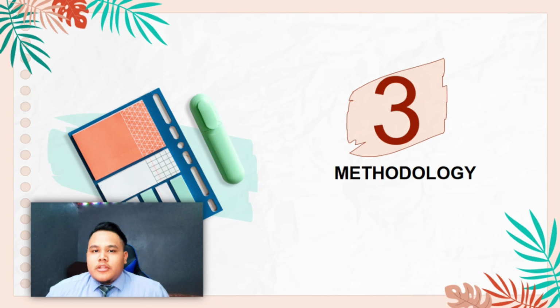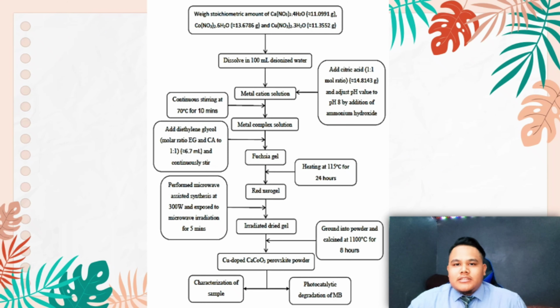Chapter 3, which is methodology. As we can see here, this is a flowchart of how the experiment of this study will be performed. Firstly, the metal nitrates are weighed according to the calculated stoichiometric mass and used as received, not subjected to any processing. The metal nitrates will be dissolved together in 100 milliliters of deionized water to form a metal nitrate solution. Then, the calculated amount of citric acid was added, with a mole ratio between metal nitrate salt and citric acid of around 1 to 1.5. The pH value was adjusted to pH 8 by adding ammonium hydroxide.